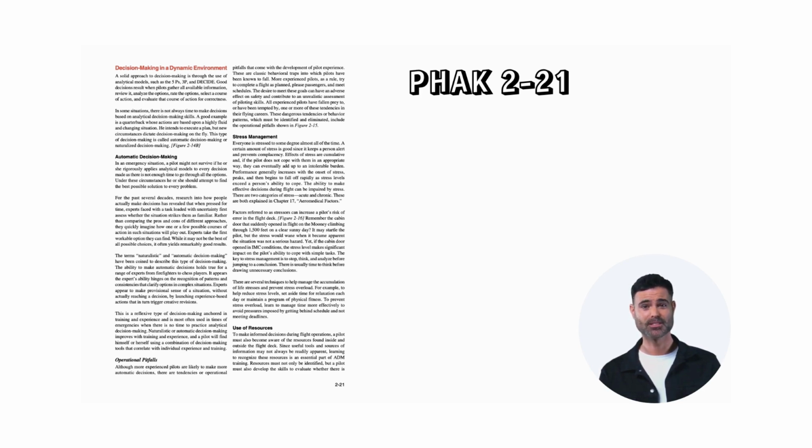The terms naturalistic and automatic decision-making have been coined to describe this type of decision-making. The ability to make automatic decisions holds true for a range of experts, from firefighters to chess players. It appears the expert's ability hinges on the recognition of patterns and consistencies that clarify options in complex situations. Experts appear to make provisional sense of a situation without actually reaching a decision by launching experience-based actions that in turn trigger creative revisions. This is a reflexive type of decision-making anchored in training and experience, and is most often used in times of emergencies when there is no time to practice analytical decision-making.